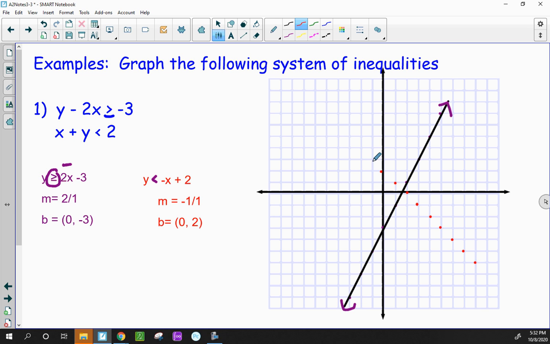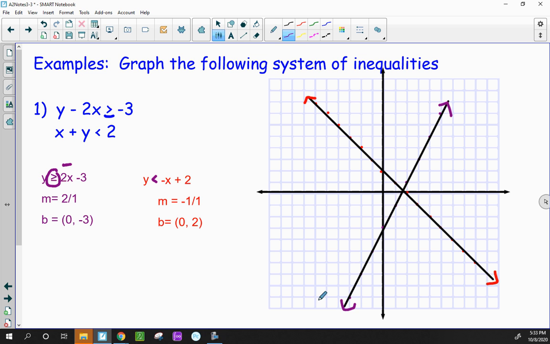Up 1, left 1. Grab my straight edge, connect the points. And excuse me, use red for the arrows. Okay, so on the first one, it did say greater than or equal to.